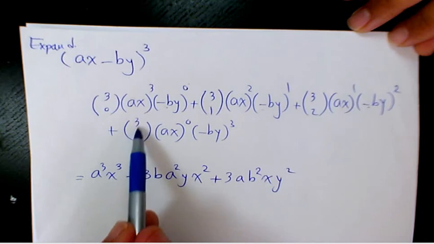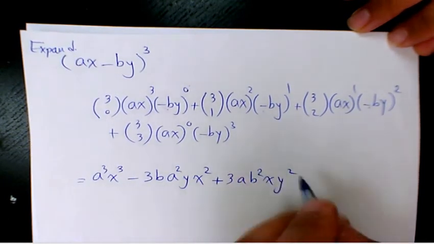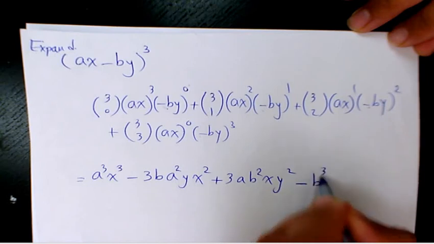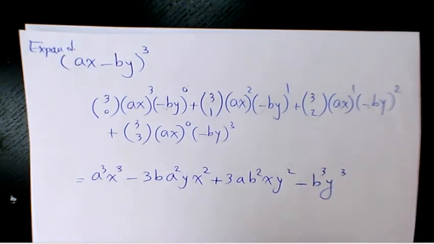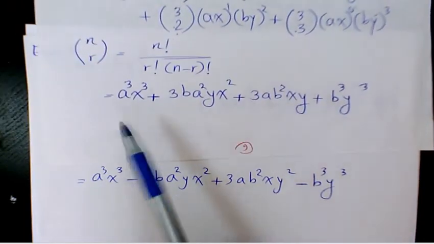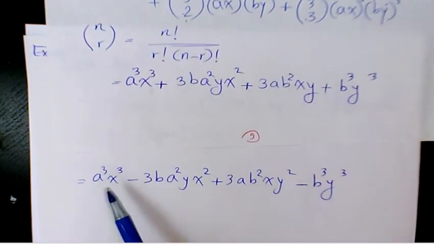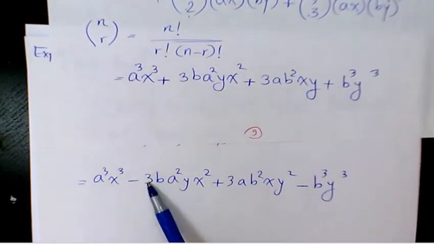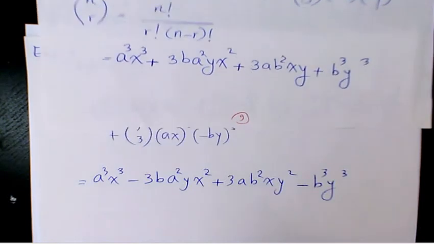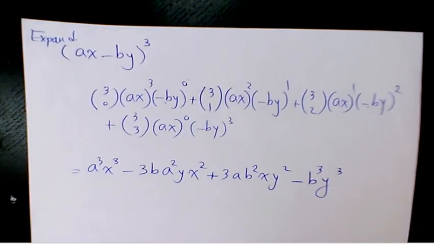And here 3 choose 3 is 1. This one is 1. Negative to the power of 3 is still negative, b cubed y cubed. So that's going to be the expanded form. If you compare it with the other one, those are all positive. These are going to be alternately negative. So the second and fourth terms are negative because negative to the power of an odd number is negative, and negative to the power of an even number is going to be positive.